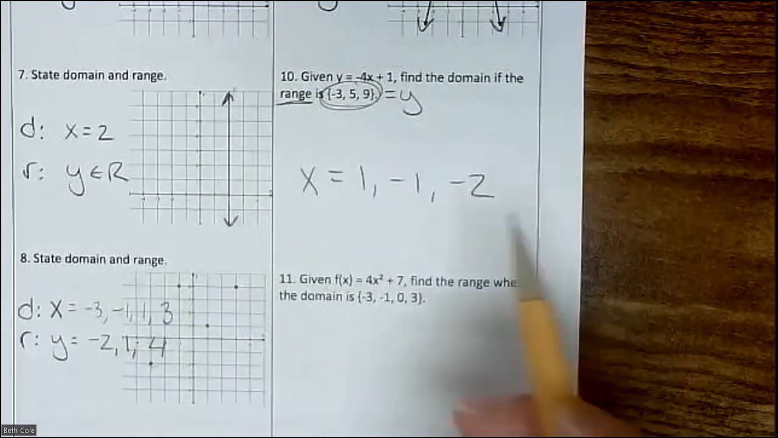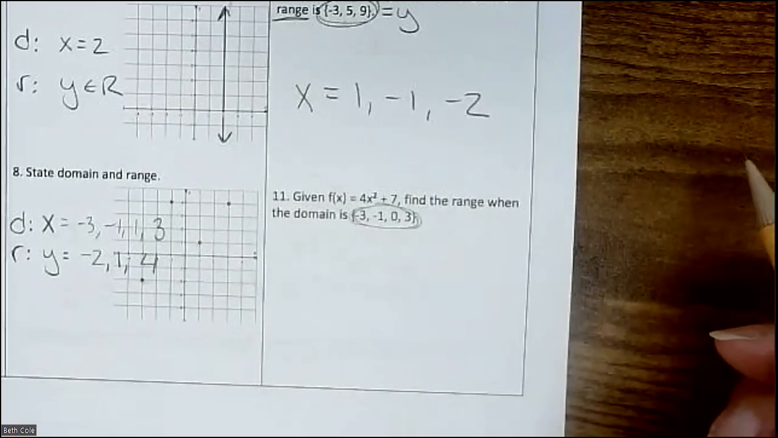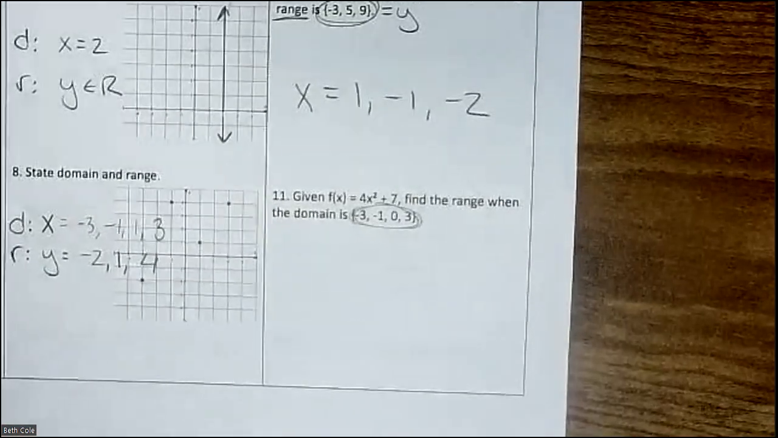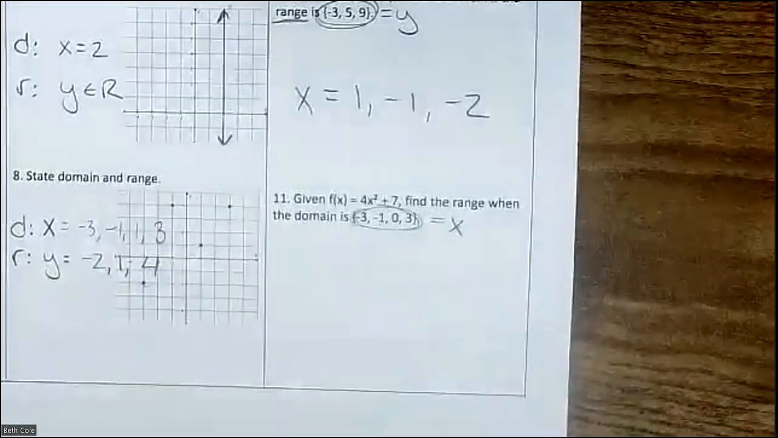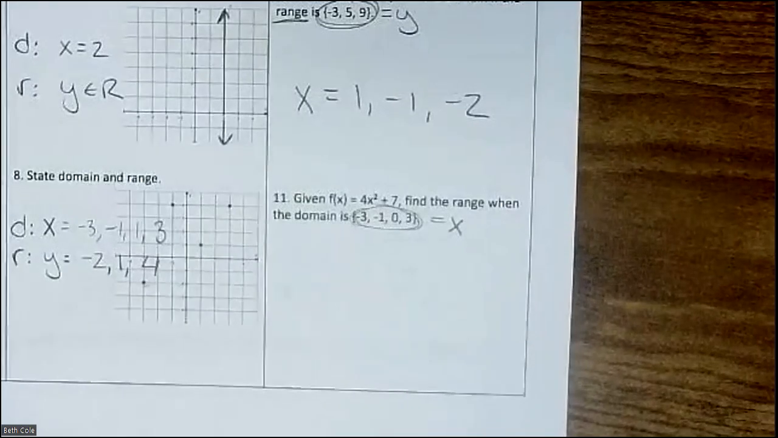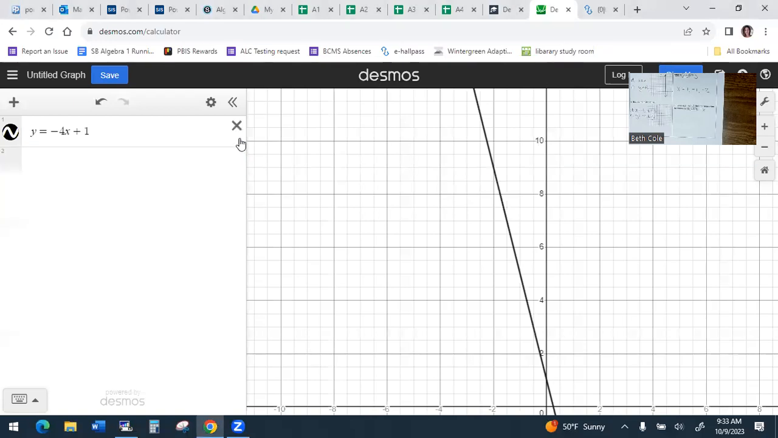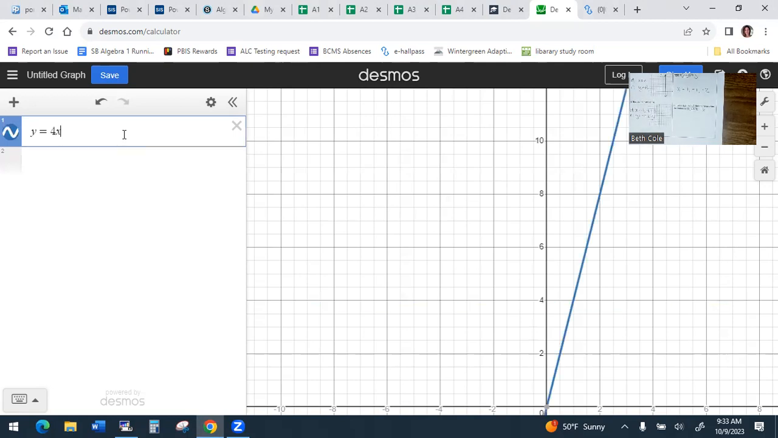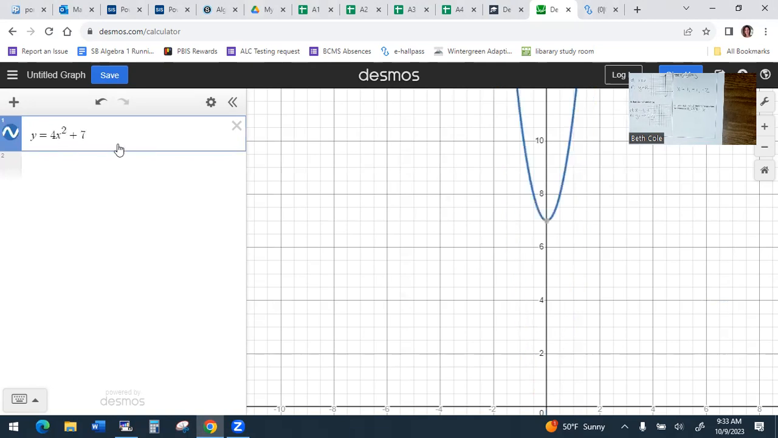All right, so look at the last one there. Given this function, it says find the range when the domain is these numbers. Hey guys, if this is the domain, is it X or is it Y? It's X. Are you guys with me here? Yeah. Domain means X. So I'm going to share my screen. All I need you to do is look. What am I going to type into the first box? It's Y equals what? Just read it off your paper. 4x squared, good, squared plus 7.